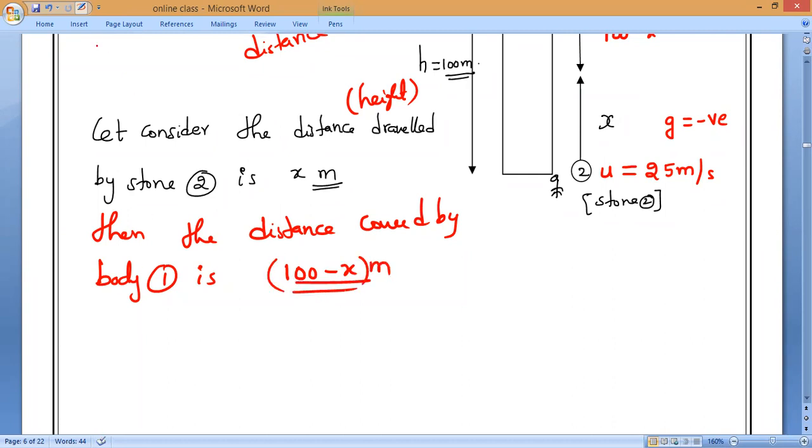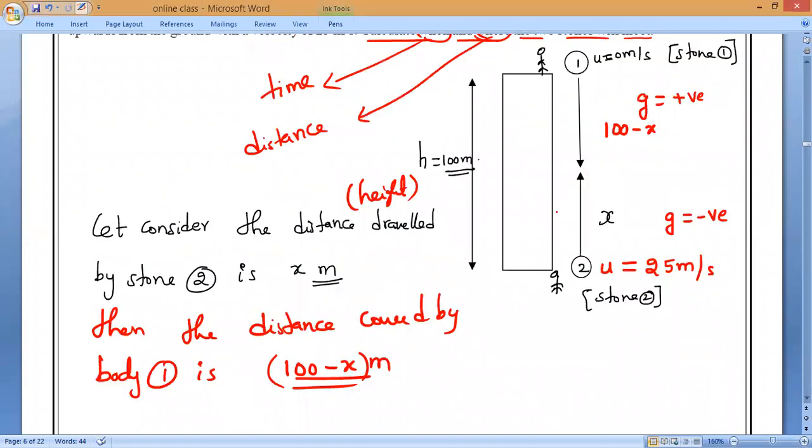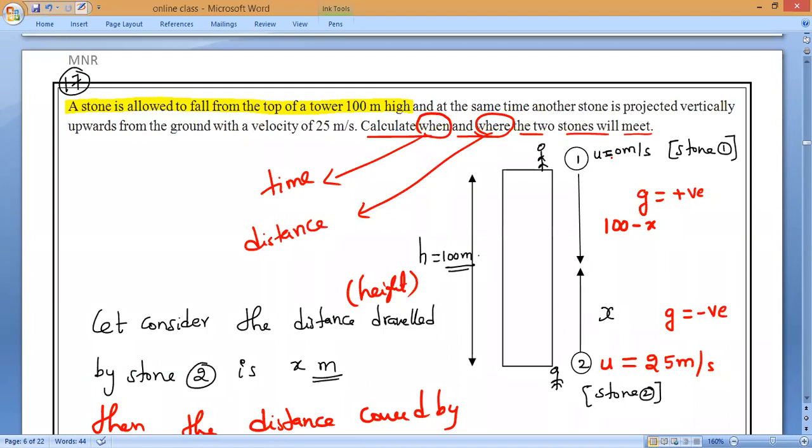Yes, sir. So okay, Harish, let them understand. That is what we are doing. So let us apply that now with the help of the given data. Now you tell me, what is the g value, positive, how much is it? Everybody should tell. 9.8 meter per second square for stone 1. Now stone 2, anybody can tell me what is the g value? Minus 9.8 meter per second square.